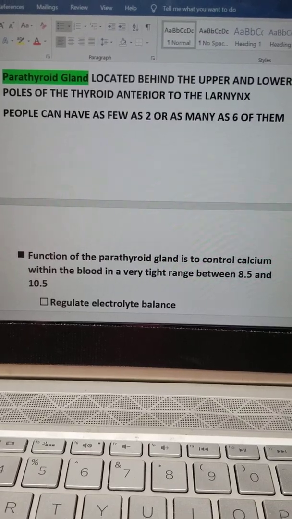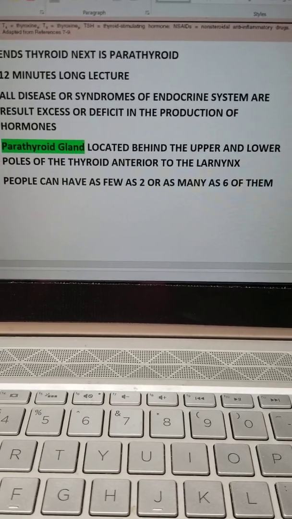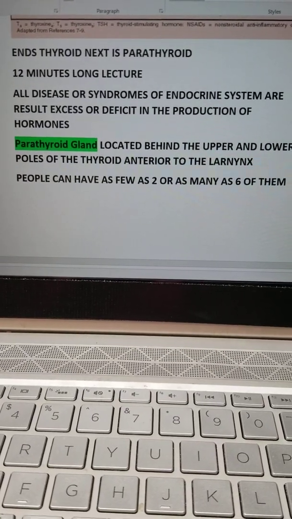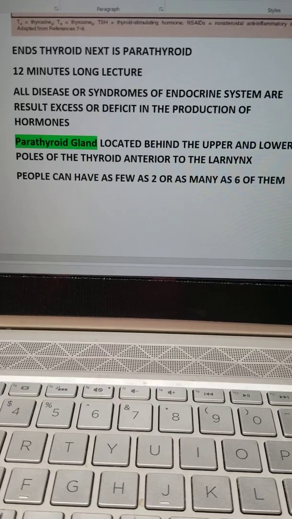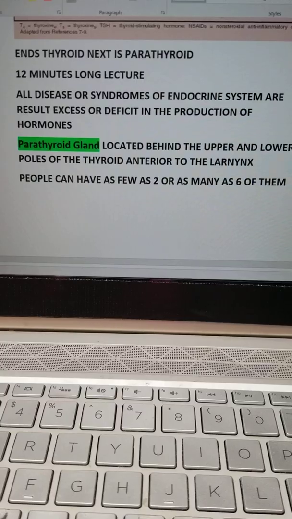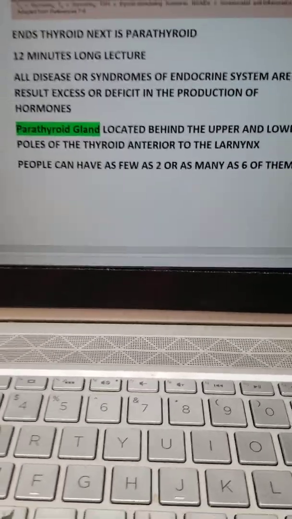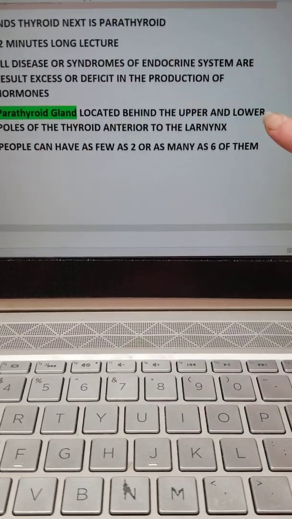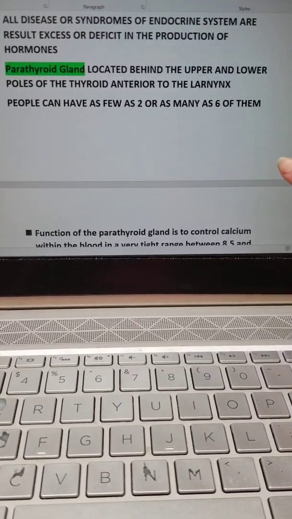Thyroid gland is located behind the upper and lower poles of the thyroid, anterior to the larynx. Remember, all diseases or syndromes of the endocrine system are a result of an excess or deficit in the production of hormones. People can have as few as 2 or as many as 6 of their parathyroid glands.